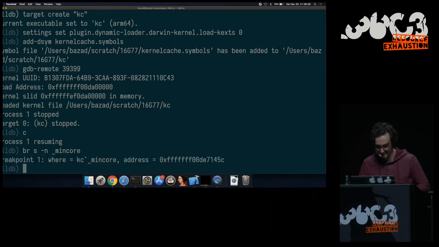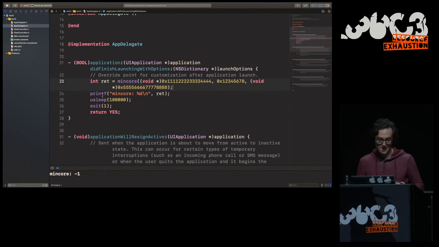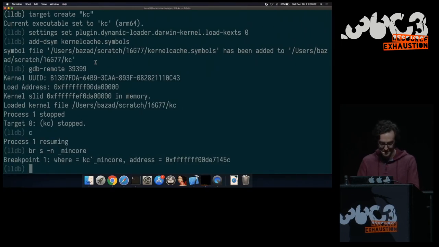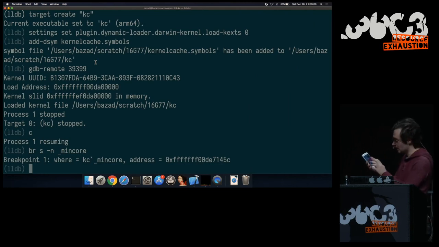All right, so we have a breakpoint set. Now I have an application on the device that is simply going to call mincore with very distinctive arguments. It is possible to load an app onto the device over Wi-Fi, even once the USB hardware has been co-opted. But for this demo, I'm just going to have the app pre-installed on the device.